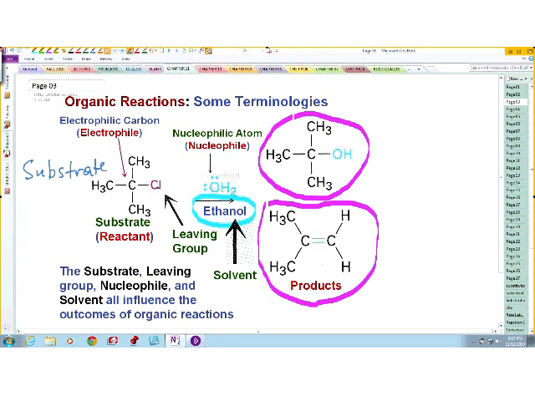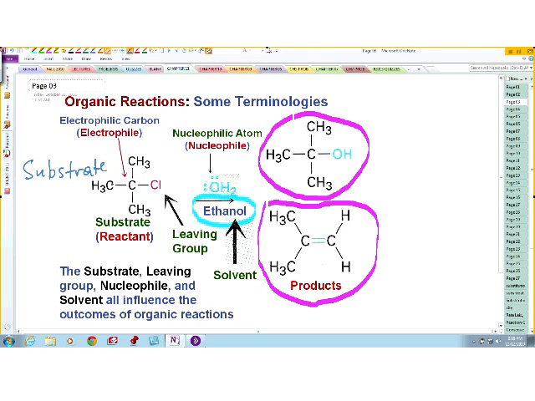On the substrate, you have the chlorine atom attached to this carbon here. The chlorine atom, we say this is the leaving group, because at the end of the reaction, the chlorine has gone. In this case, chlorine has been replaced by the hydroxyl group. So we say the chlorine is a leaving group. And since the chlorine is attached to this carbon here, we say this carbon is an electrophilic carbon, because chlorine is more electronegative than carbon, thereby pulling electrons to itself. So this carbon here does have some partial positive character to it.